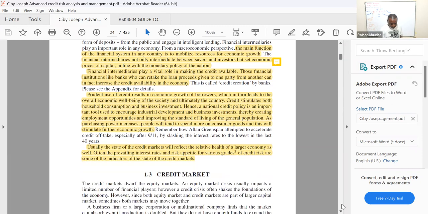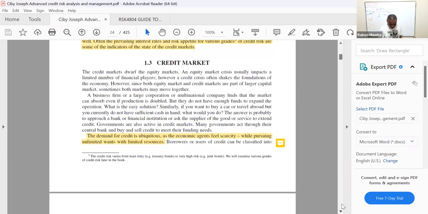Moving on to unit 1.3, we look at the credit market. And here they say, the demand for credit is ubiquitous as the economic agents feel scarcity while pursuing unlimited wants with limited resources. When they're talking about ubiquitous, it basically means it's found everywhere. So the demand for credit is everywhere, wherever you look in the economic system, mainly because we have limited resources for unlimited wants.